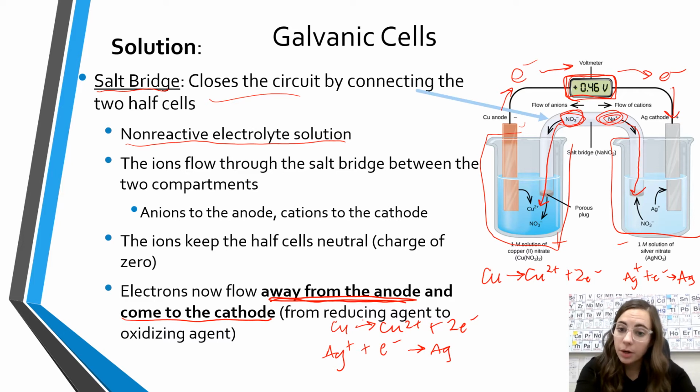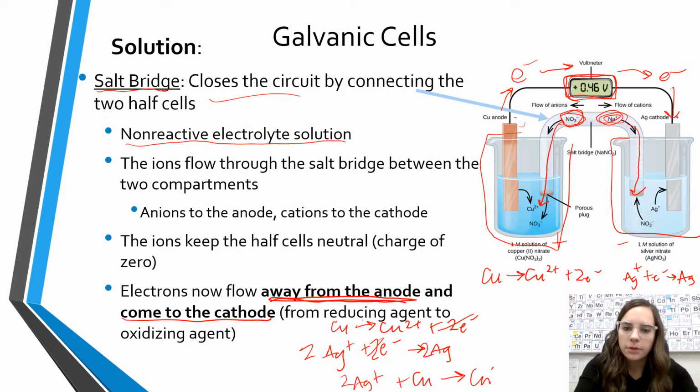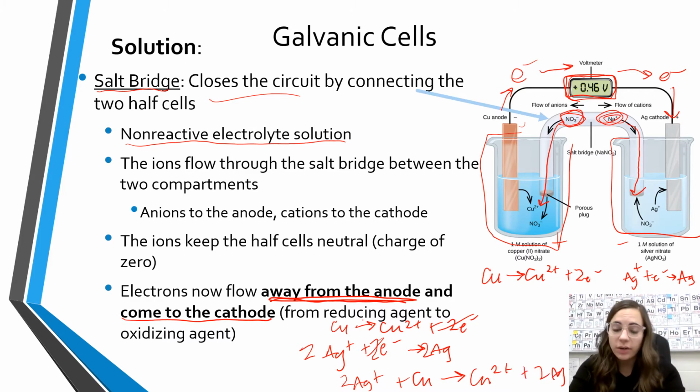And remember, we always have to balance. So we would have 2 silvers taking on 2 electrons to make 2 neutral silvers. So when we cancel out our electrons, here's our redox reaction: 2 silver plus plus copper makes copper 2 plus and 2 silvers. That's a redox reaction I could have given you, and I could have said, what's being oxidized, what's being reduced. You would have told me. Well, now what we did is we split it into the half reactions and we put them into 2 separate cells.